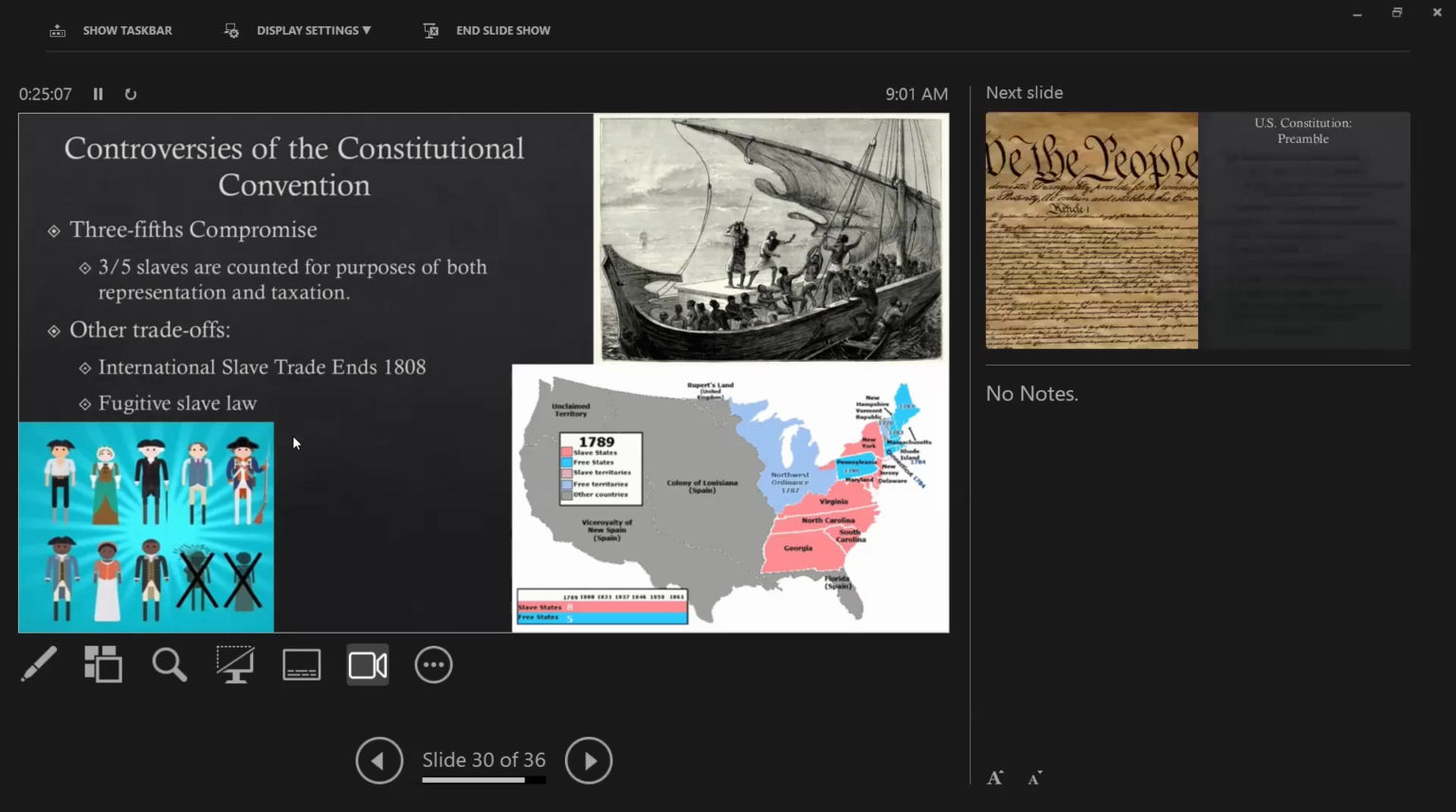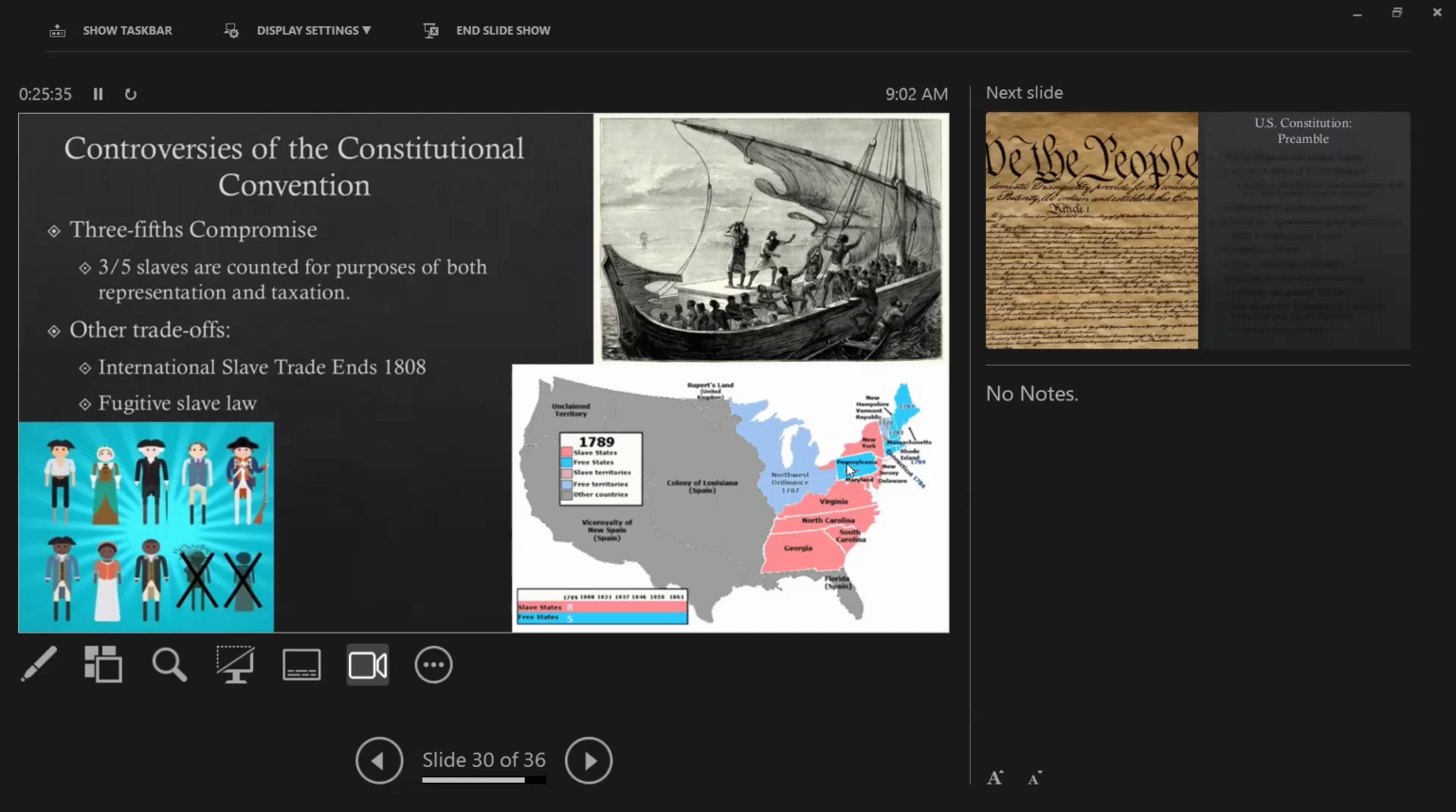The last trade-off we'll mention is the Fugitive Slave Clause. This was a provision of the Constitution that allowed slave owners to seek extradition of their slaves who escaped. So let's say there was a slave in Virginia who was able to escape from slavery and make it into Pennsylvania, which is a free state.